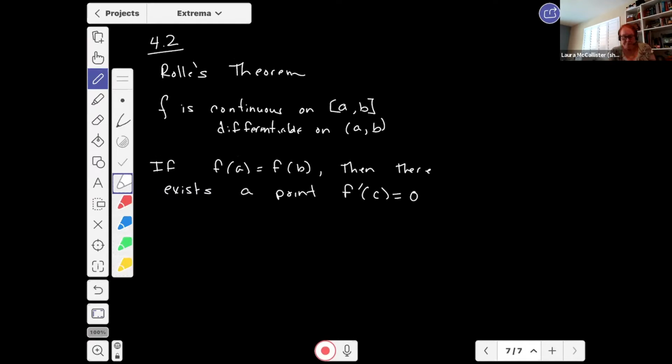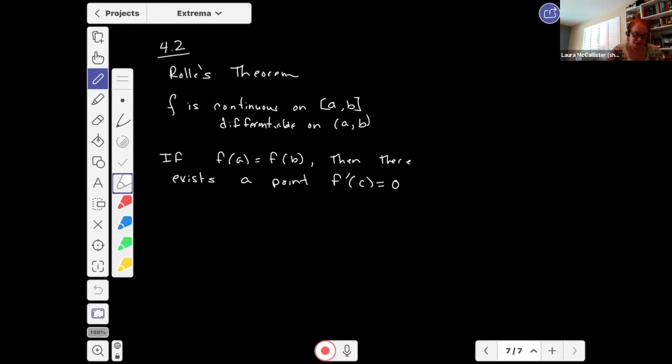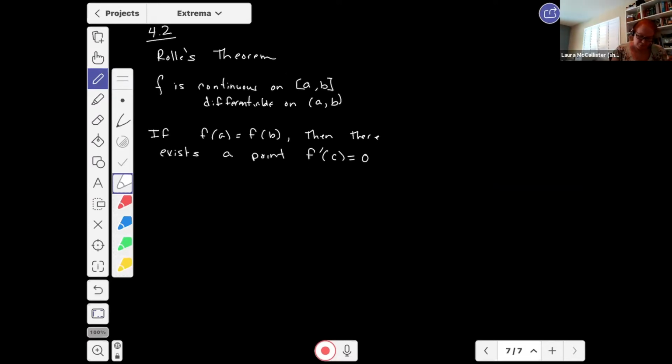All right, so that's our definition. So let's unpack this a little bit. It says if f is continuous on A to B and differentiable from A to B. So that means it has to be both continuous and differentiable for this theorem to go ahead and work, that there exists a point where the derivative is equal to 0. And let me give you a picture of what this looks like.